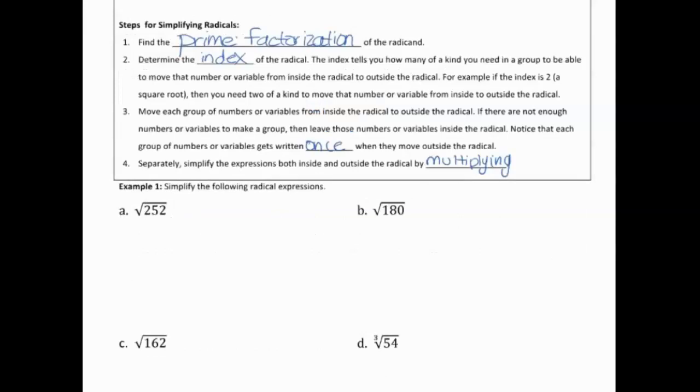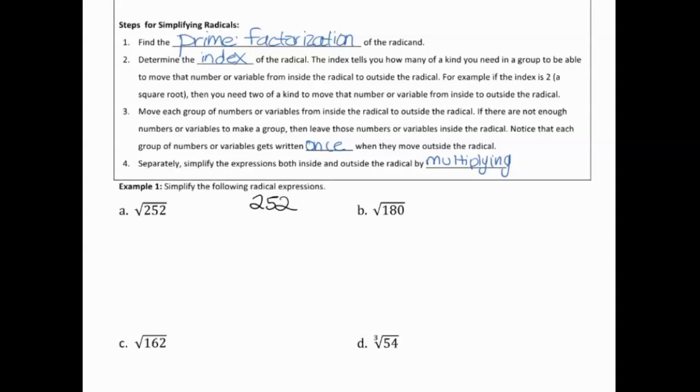Let's take a look at example 1. Simplify the following radical expressions. Our first example is the square root of 252. So the first step is to find the prime factorization of the radicand. To find the prime factorization, we need to find two numbers that multiply to 252. We can organize using a factor tree.